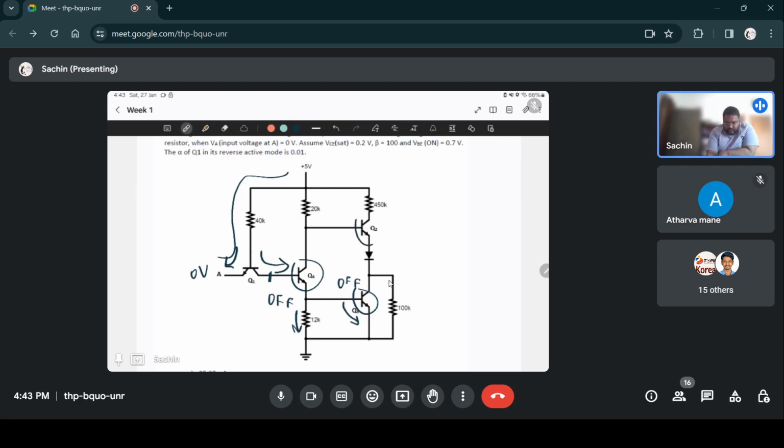Now this Q2 is on because this base is connected directly to this 5 volts through this 20 kilo ohm, and there's no current flowing through this path. So there will be some current flowing through this path, there will be a small voltage drop across this 20k, and the remaining voltage will be present at this base terminal. So Q2 will be on.